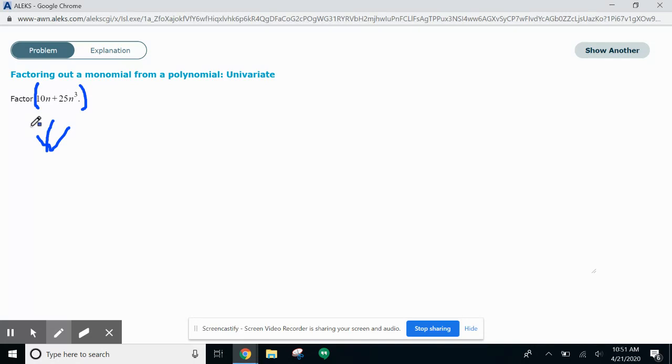Oh, that was a lovely arrow. Oh, beautiful. And I can take out a 5. So that means I'm going to have 5 on the outside, 2 on the inside for this first one. 10 divided by 5 will be 2, and they both have ends. So I take an end. 25 divided by 5 makes 5. And this end, if I take 1 out, remains 2.